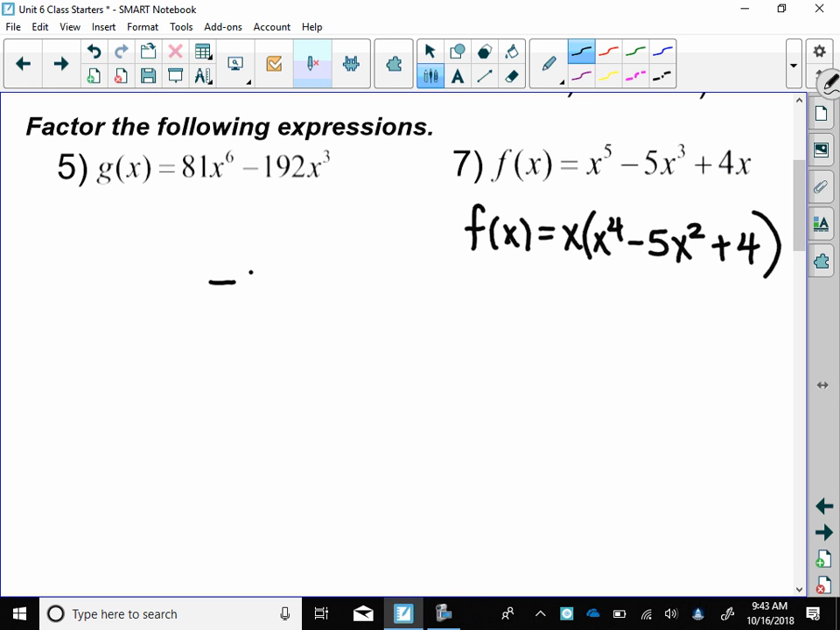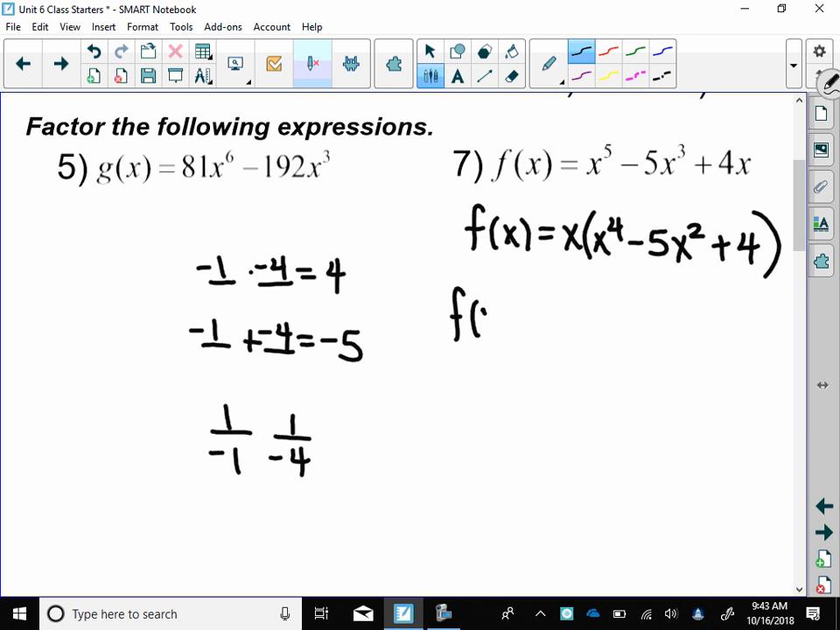What we would need is 2 numbers that multiply to 4 and add to -5. And what? Good, -1, -4. The coefficient of this x to the 4th is 1, so we put 1 over -1 and 1 over -4. Those don't reduce, so that trinomial will factor into what? 1x minus 1 and 1x minus 4, all right, but instead of x, it's going to be x squared. So x squared minus 1 and x squared minus 4.